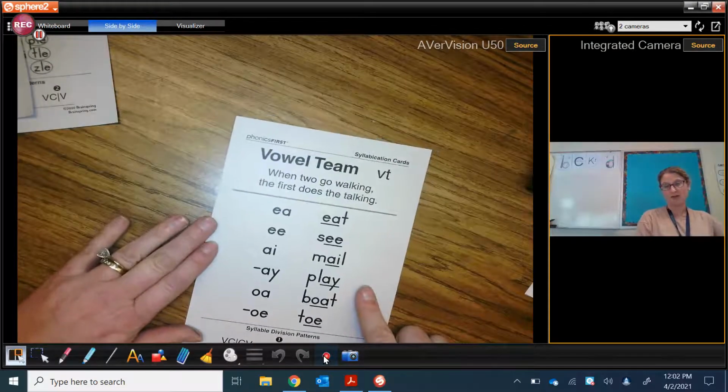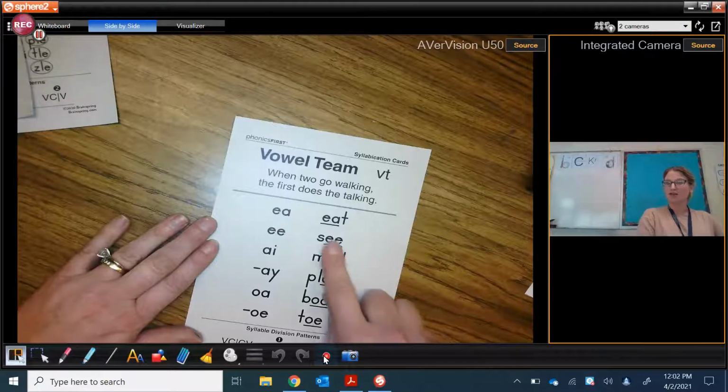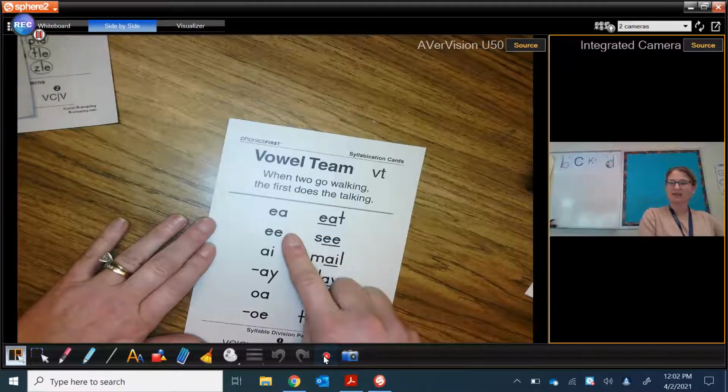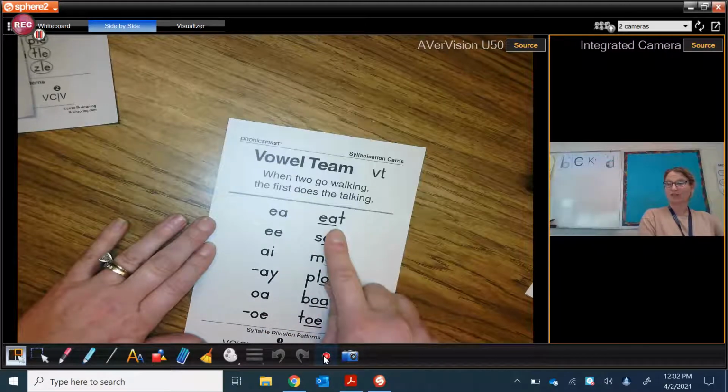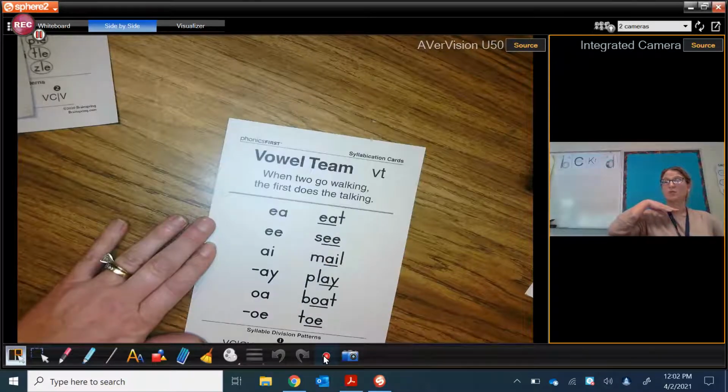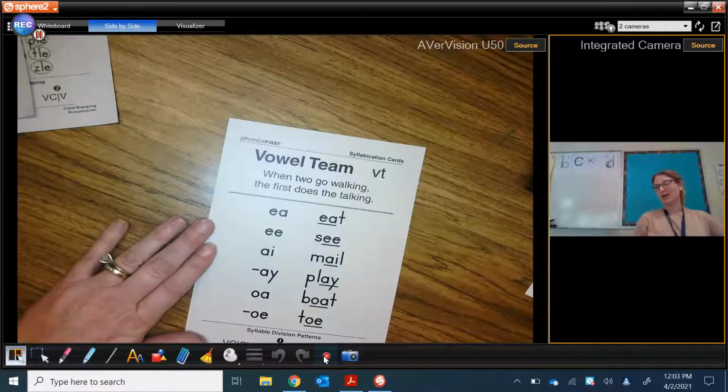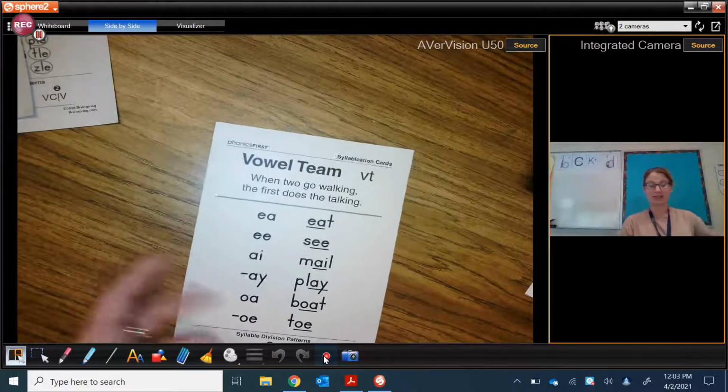And the last syllable type that y'all started on right before spring break was vowel teams. And remember, when two vowels go walking, the first one does the talking. So we have E, A, O, and O. And these are single syllables. So put your hand up and repeat the word. Eat. See. Mail. Play. Boat. Toe. And you feel your jaw move one time, so it's one syllable.